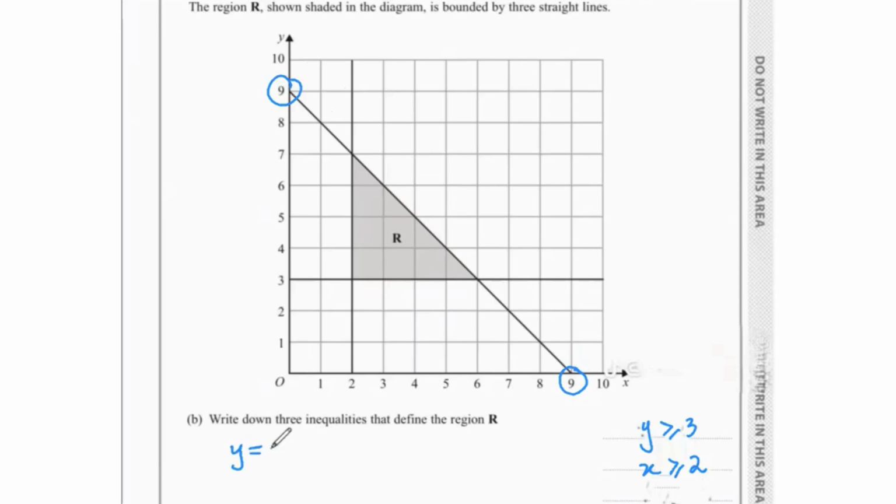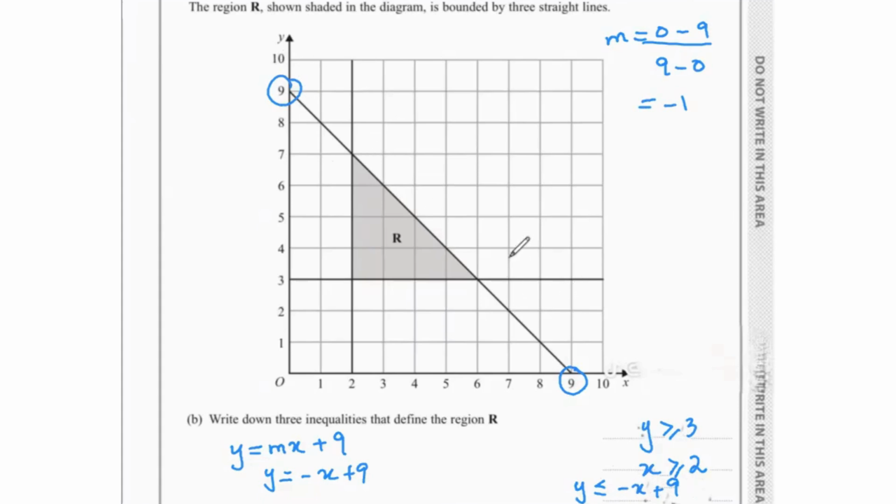If we use y equals mx plus 9, m is going to be, pick these 2 points, 0 minus 9 over 9 minus 0. That's negative 1. So y equals negative x plus 9 because m is negative 1. So the shaded part is underneath the line, which means y is less than or equal to negative x plus 9.